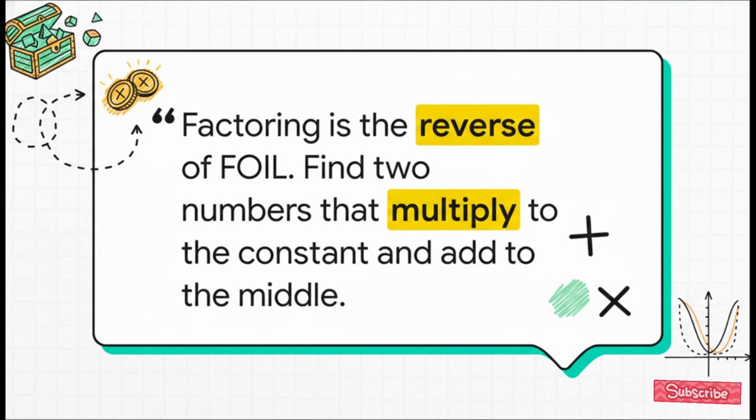Here is the absolute key to the whole puzzle. You're always looking for 2 magic numbers, and these numbers have to do 2 jobs at once. They have to multiply to give you that last number, the constant, and they have to add up to give you the number in the middle. If you find those 2 numbers, you've solved it.